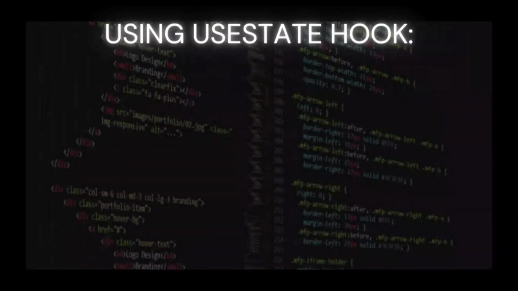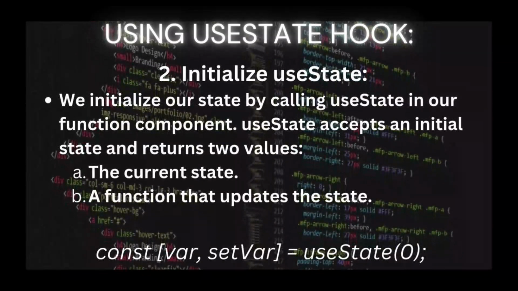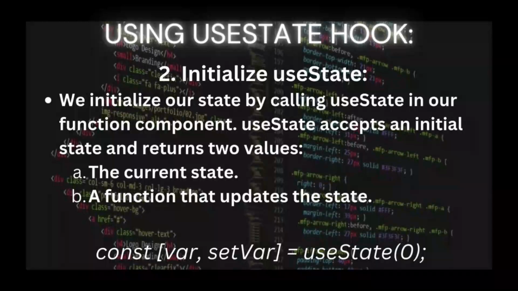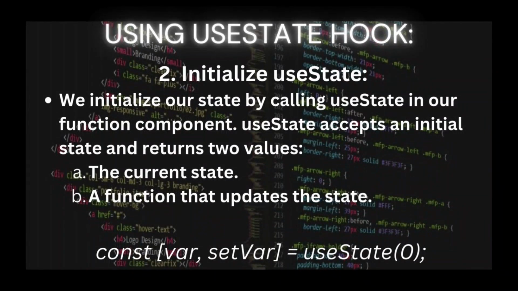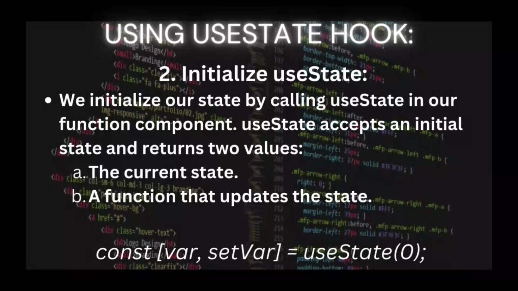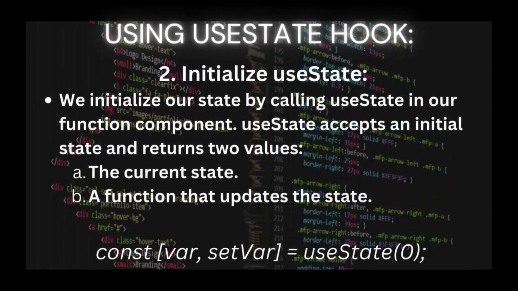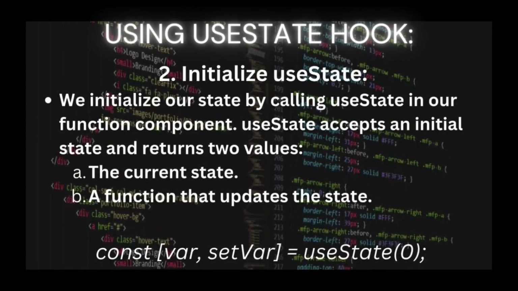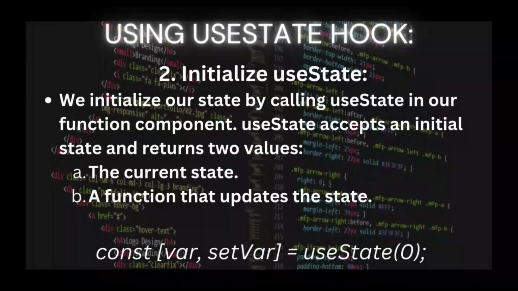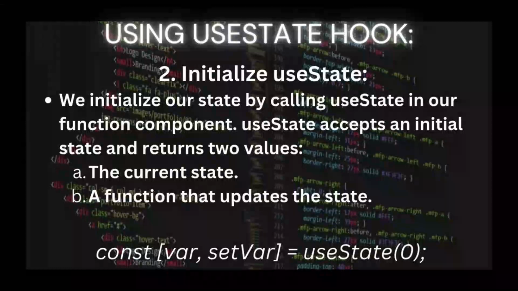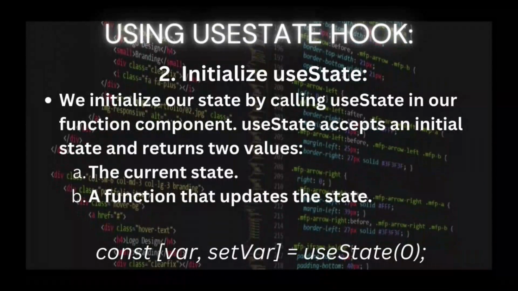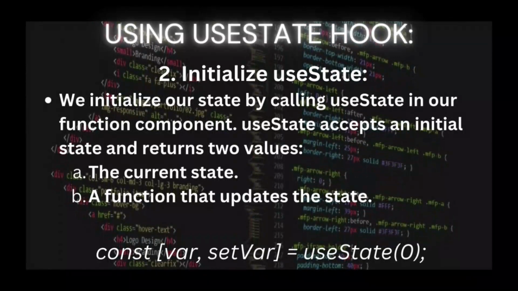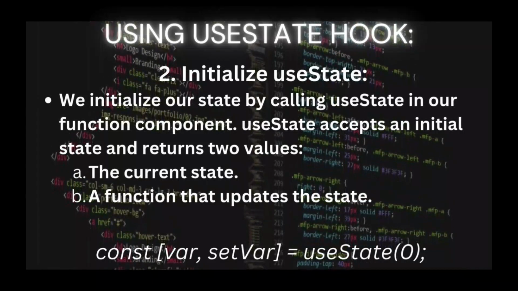Now the second step is to initialize your state. Initializing your state means giving your state its first value, or default value. We initialize our state by calling useState in our function component. useState accepts an initial value and returns 2 values, right? It accepts an initial value, which is the default value, and then it returns an array. That array contains 2 values. The first element of the array is the current state, and the second element is the function that you use in updating the state. The syntax is found on the screen, right?